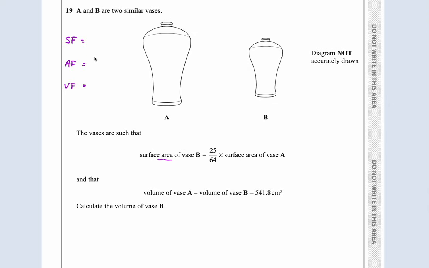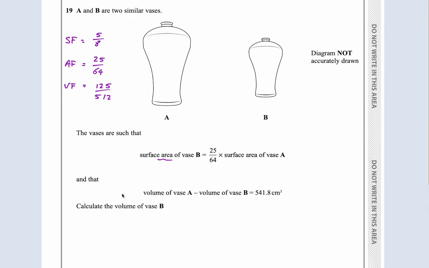But that means the area factor is 25 over 64. Now once we have the area factor, we can get the scale factor by getting the square root. So the square root of this, you can use your calculator if you want, but it's 5 over 8, because the square root of 25 is 5, and the square root of 64 is 8. And then we can get the volume factor by cubing this. So 5 cubed is 125, and 8 cubed is, again, you can use your calculator, guys, but it's 2 to the power of 9, which is 512. Okay, now we have the scale factor, area factor, and volume factor.